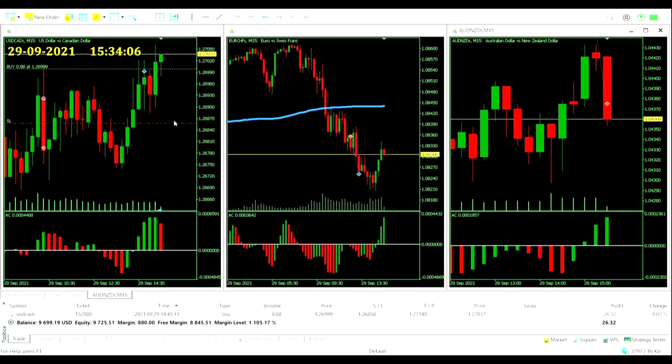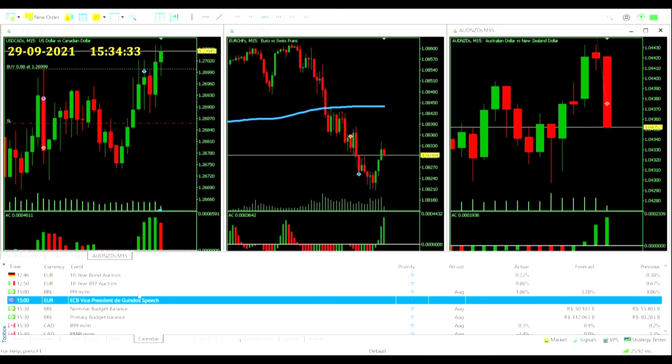Just got to hope the US dollar, Canadian dollar can still find more strength in it and continue towards our take profit. In the meantime, a few numbers have come through. So we saw the PPI month on month for Brazil, 1.86 actual against 3.28% forecast. Still terrible, but not as terrible as it could have been. In fact, 1.86, the exact same as the previous.